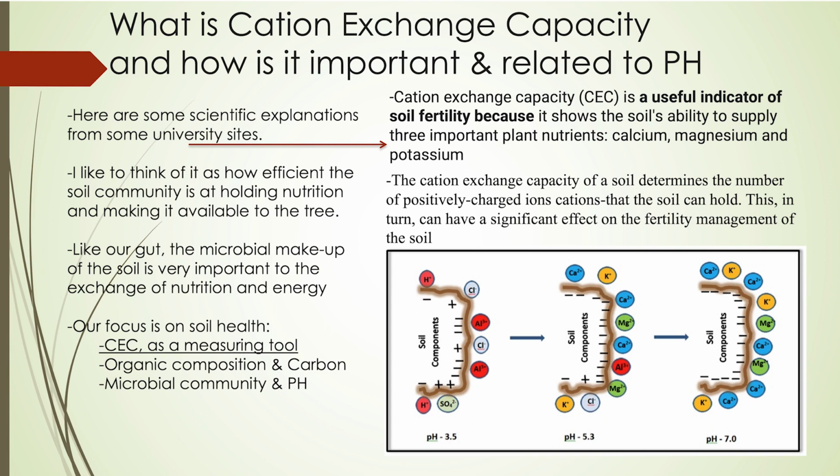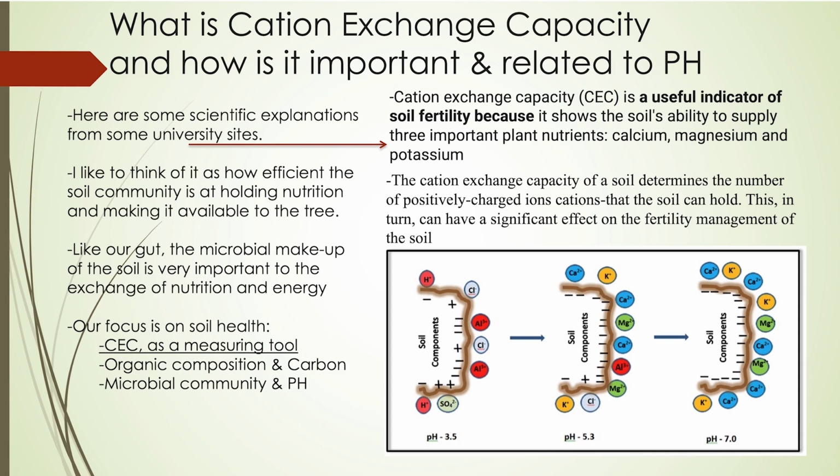I'll read one. Cation exchange capacity is a useful indicator of soil fertility because it shows the soil's ability to supply three important plant nutrients: calcium, magnesium, and potassium. I like to think of cation exchange as how efficient the soil community is, that includes the microbial community, at holding nutrition and making it available to the tree. Like our gut, the microbial makeup of the soil is very important to the exchange of nutrition and energy.